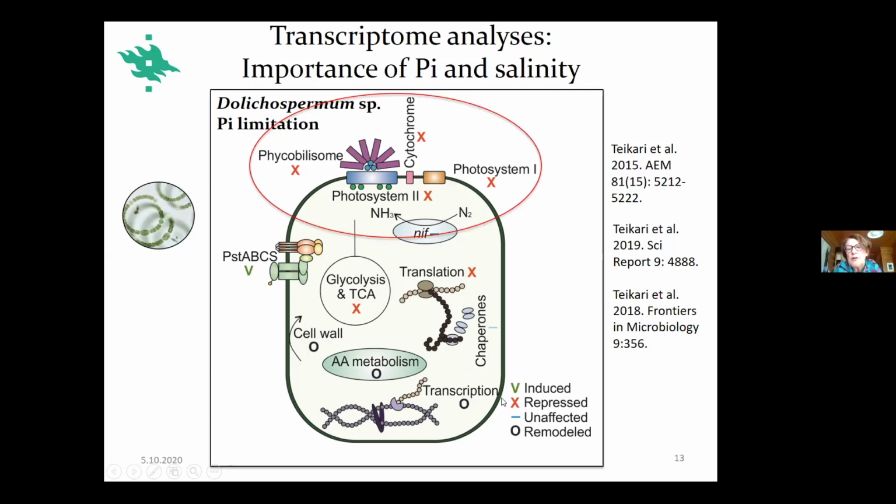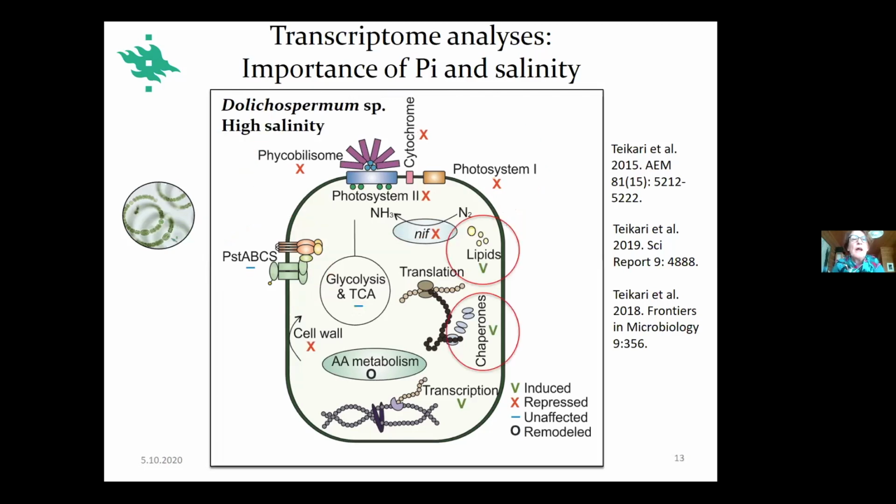But on the other hand, you can see here green means induced genes and red color repressed genes. What was more important was that this pstABCS was very strongly upregulated, and these are genes related to phosphorus transport and assimilation. The PHO regulon is very, very important, and of course this organism tried to get inside the cells as much phosphorus as possible.